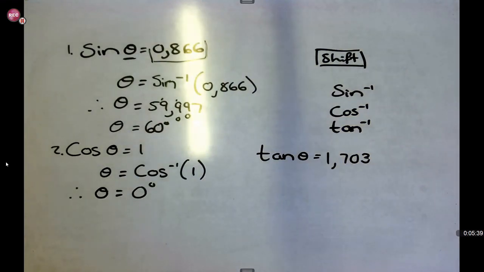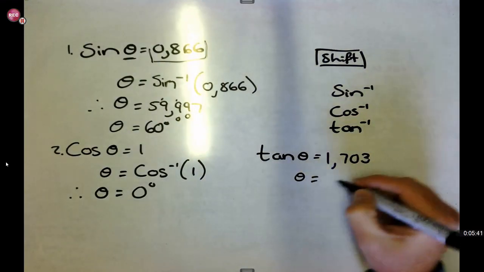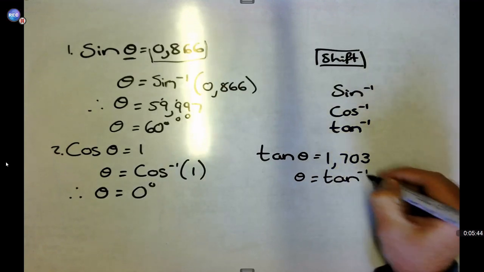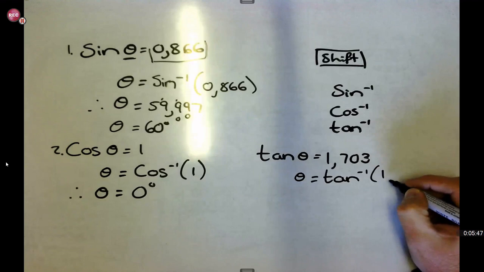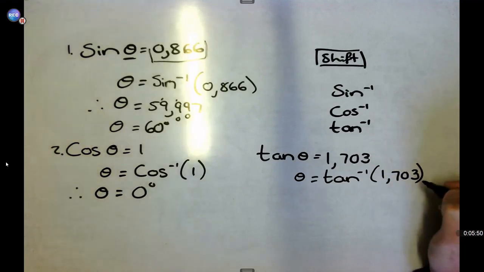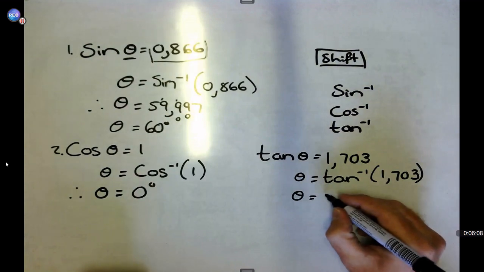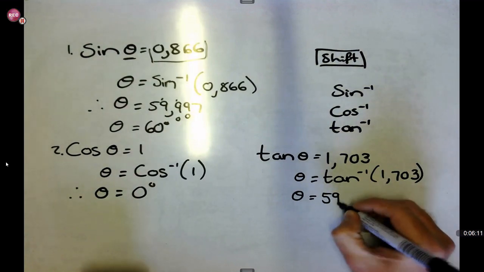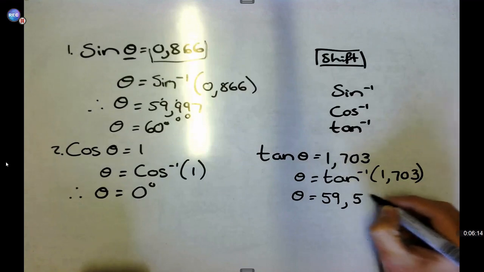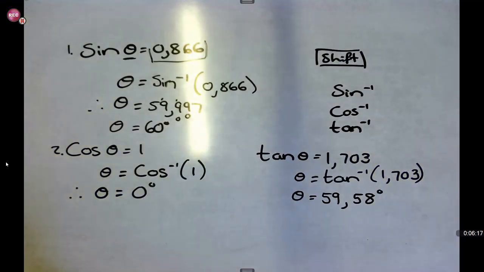Okay, same thing applies. So we'll have theta equals tan to the power of negative 1, open bracket 1,703, close bracket. Put it into your calculator, shift tan, which will give you this function over here, then 1,703, and it will give you a long decimal value. But at the end of the day, if you round it off to 2 decimal places, you'll get 59,58 degrees. And there you go.